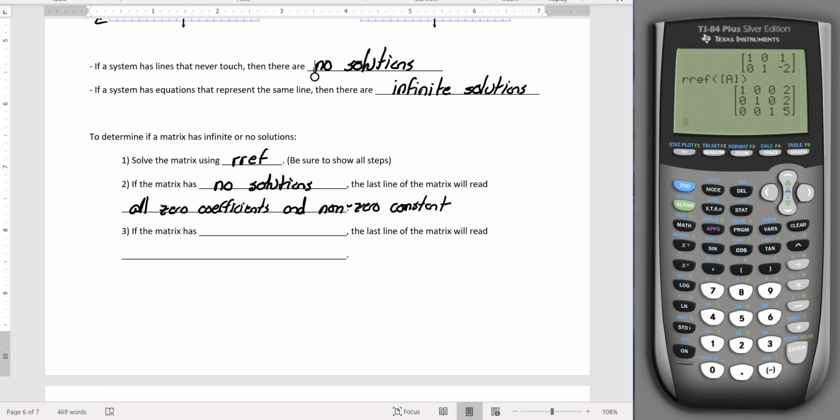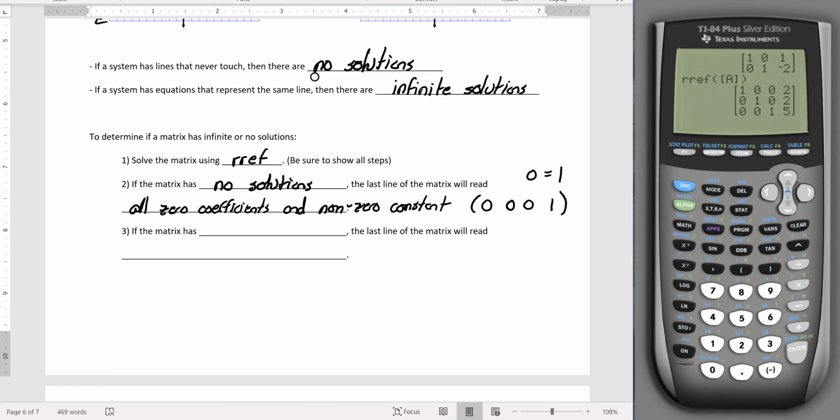So what I mean by that, the bottom row will be something like 0, 0, 0, 1, assuming this had 3 variables. They're saying 0x plus 0y plus 0z equals 1. This is the same thing as saying 0 equals 1. We can tie that back to when we solved using substitution and elimination in 5.1. If we got that as our equation, we knew that there was no solutions.